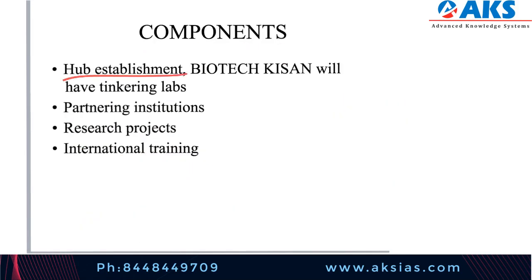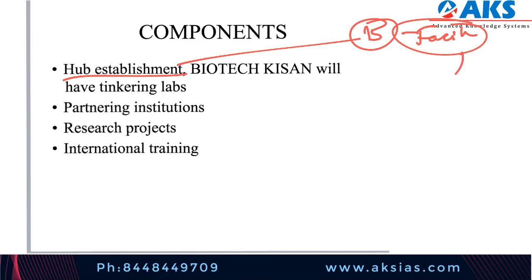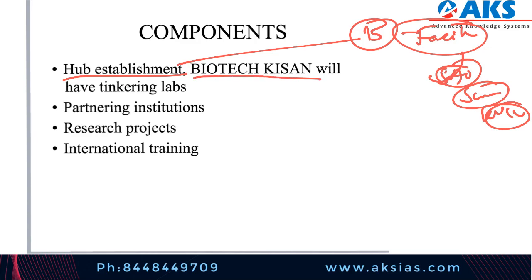The components include hub establishment. Each of the 15 agroclimatic zones is under the leadership of a facilitator. We have seen that there are different linkages like state agriculture universities, top quality scientific institutions, Krishi Vigyan Kendras, they all will be connected with this. And we have also seen Biotech Kisan will have tinkering labs and communication cells.